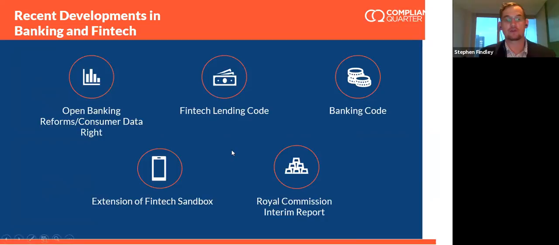So the government responded to these previous reports and recommendations for open banking data earlier this year. They recommended that this right to consumer data be introduced, beginning with the banking sector and then moving on to other sectors, including energy and telecoms.